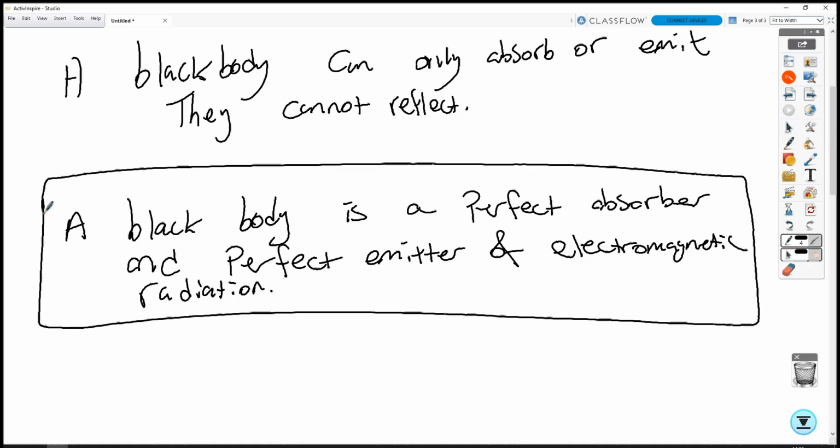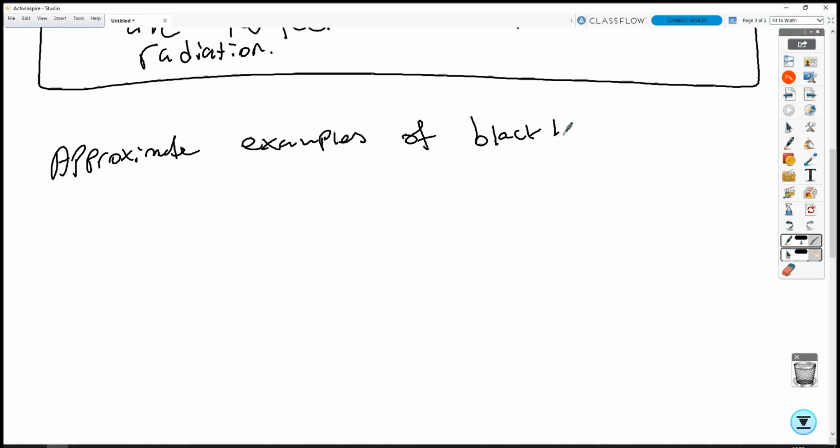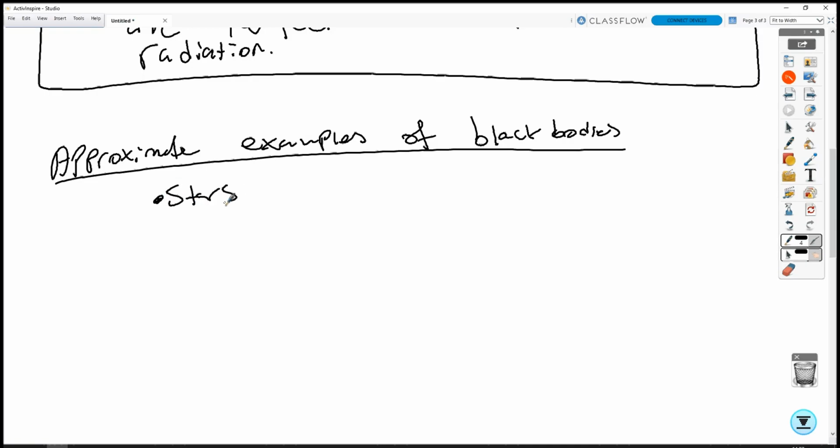So some approximate examples of black bodies, while they're not exactly true black bodies, they're sort of the closest thing to it: stars, black holes, and a tungsten filament in a bulb. These behave like black bodies.